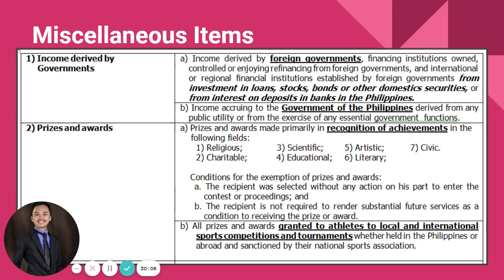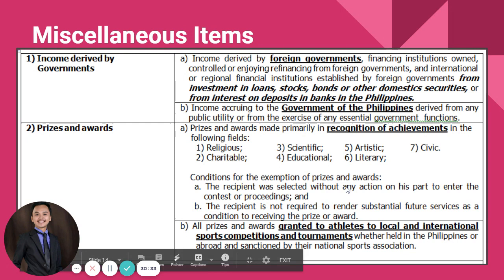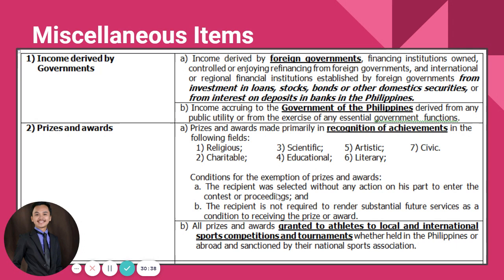And number two, prizes and awards. Prizes and awards generally are taxable. But when prizes and awards are made primarily in recognition of achievements in the following fields like religious, charitable, scientific, educational, artistic, literary, or civic, these are exempted with the following conditions. Number one, the recipient was selected without any action on his part to enter the contest or proceedings. So there should be no effort on his part. The participant has not joined any tryouts or any screening to be chosen as a representative.